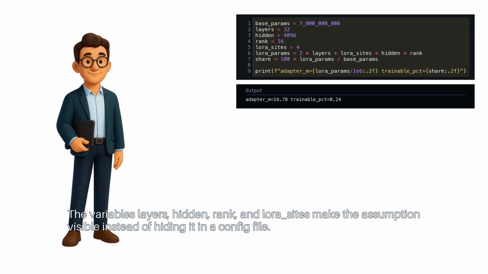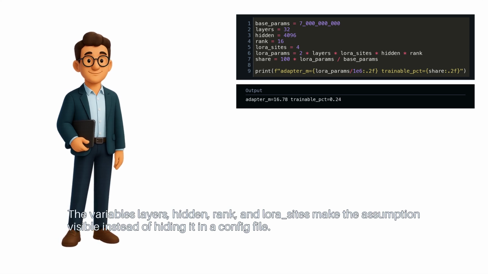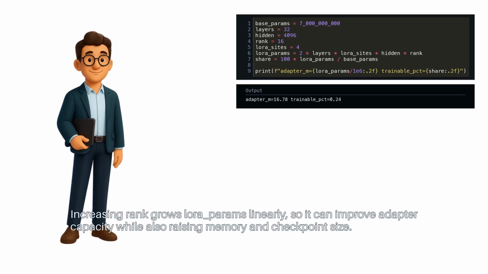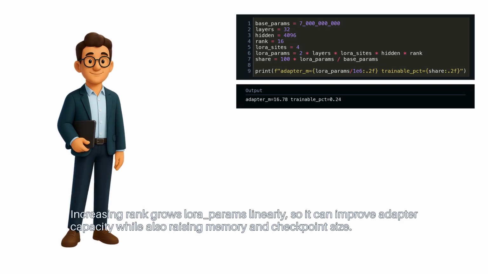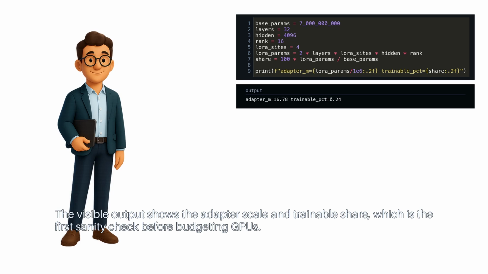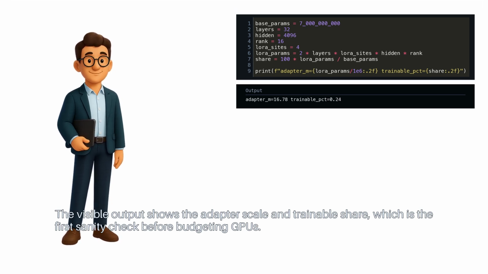The variables layers, hidden, rank, and LoRA sites make the assumption visible instead of hiding it in a config file. Increasing rank grows LoRA params linearly, so it can improve adapter capacity while also raising memory and checkpoint size. The visible output shows the adapter scale and trainable share, which is the first sanity check before budgeting GPUs.